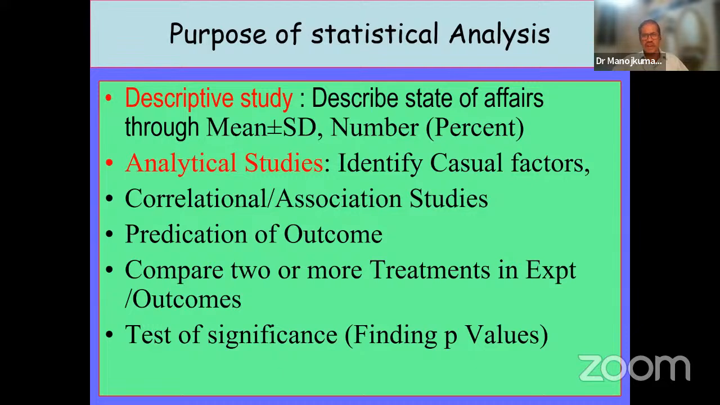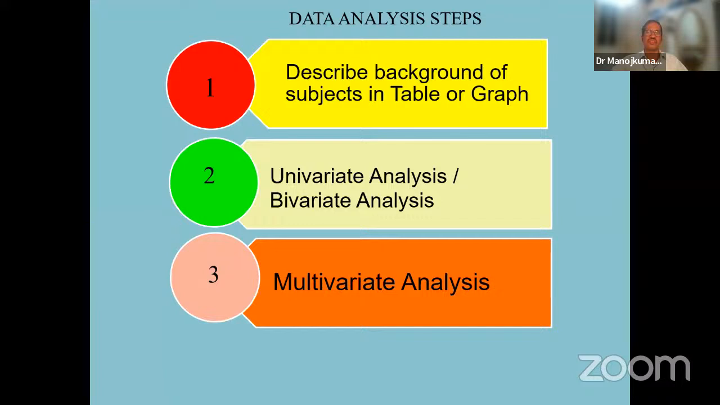Ultimately, in an analytical study, our focus of analysis is on finding the p-value, which means whatever difference between two outcomes or association between two or more variables we find, is it due to chance or not? That is the main focus of our data analysis. So how do we analyze this? What are our strategies? The first step in data analysis is describing the background characteristics of your subjects in terms of tables and graphs. Generate a table, such as age group, gender, education level, income level, exposure to various events or outcomes, etc.